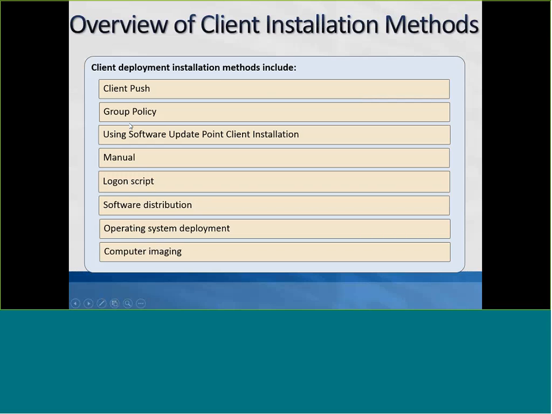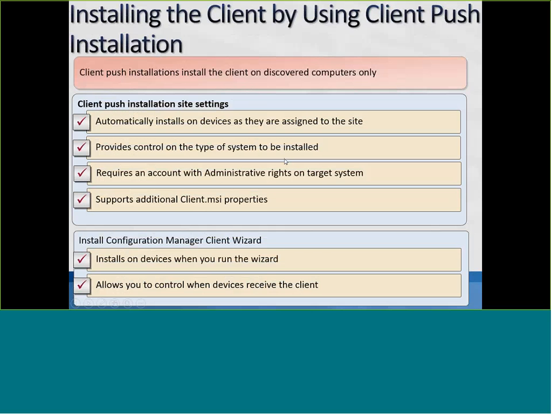Overview of client installation methods: client push, group policy, and software update point client installation. We're going to be doing that in the next class, the WSUS version of SCCM, which has lots of features. Manual, we just did that. Logon script we can do through group policy as well. Software distribution we can do through SCCM software distribution, or through WDS as well. Operating system deployment and computer imaging: in both these ways we can already have the SCCM client added to the image. So group policy and manual are the other two ways, we just did them today, and you can follow the video. Okay, next, go ahead.